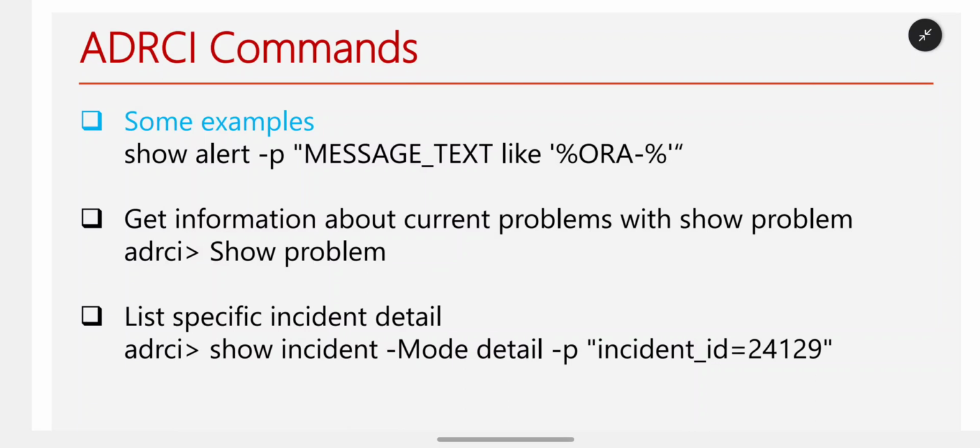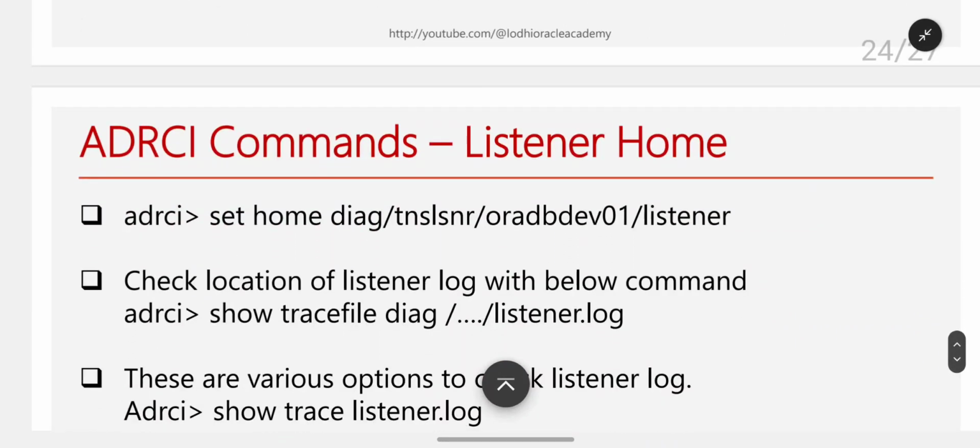Get information about current problems with show problem. Show problem will bring all the problems. To list specific incident detail, like mentioned above, we can mention show incident -mode detail -p "incident_id=24129", where 24129 is the incident ID number, then close the double quotes.